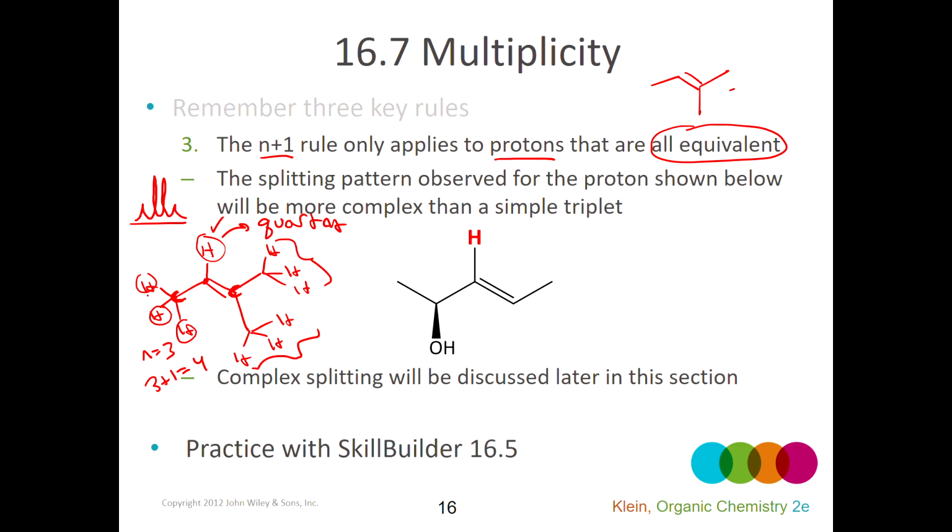These 3 hydrogens all being equivalent to one another allowed me to use the n plus 1 rule to predict how they're splitting the hydrogen on the adjacent carbon.